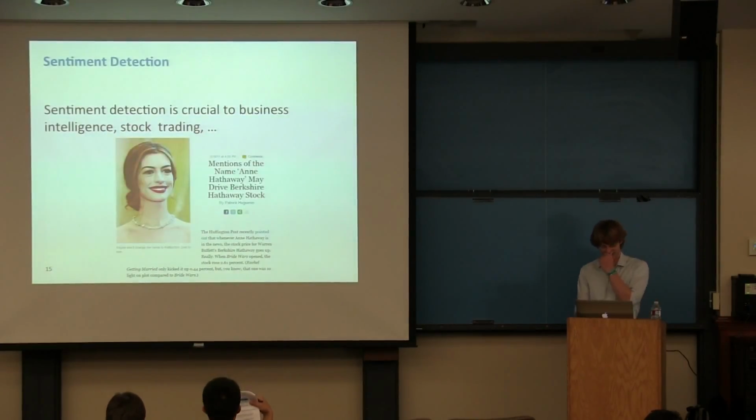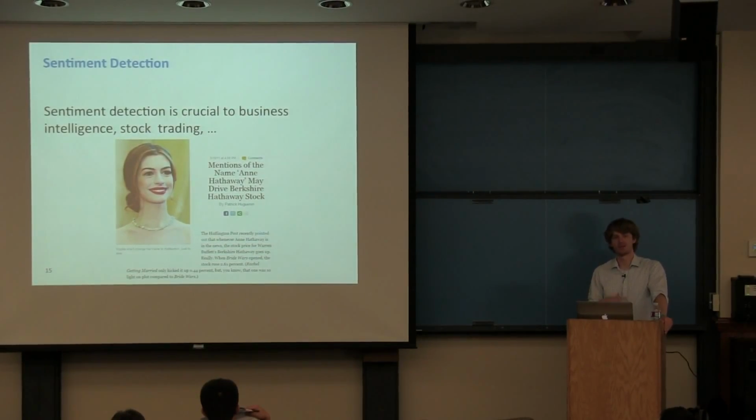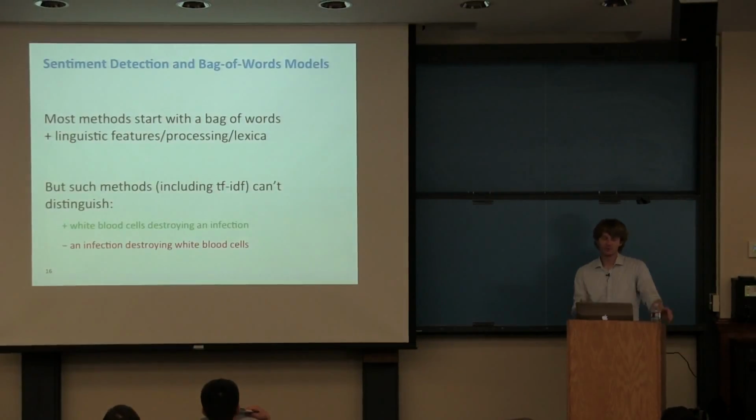I had brought up this example here of Anne Hathaway before, who starred in a good movie. Movie reviews came out. Stocks from Berkshire Hathaway, the company, went up. And now, hopefully, if you were to work ever at some kind of hedge fund or automatic trading company, you would know to not make that mistake by running proper named entity recognition and then sentiment analysis. And so what do most people do?